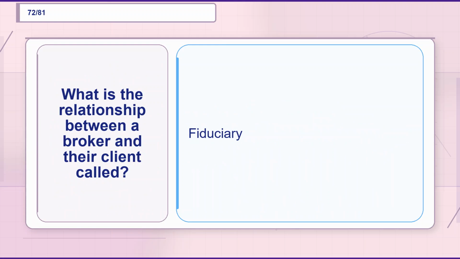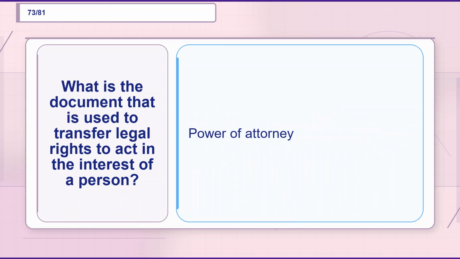Flashcard 72. Term: what is the relationship between a broker and their client called? Definition: fiduciary. Flashcard 73. Term: what is the document that is used to transfer legal rights to act in the interest of a person? Definition: power of attorney.